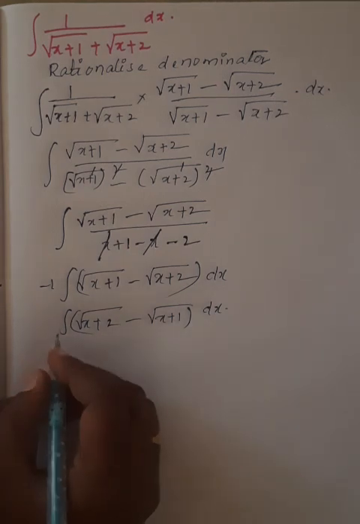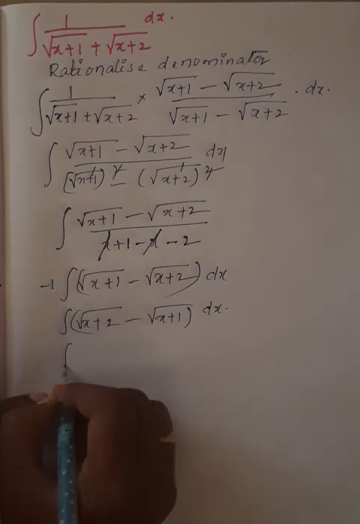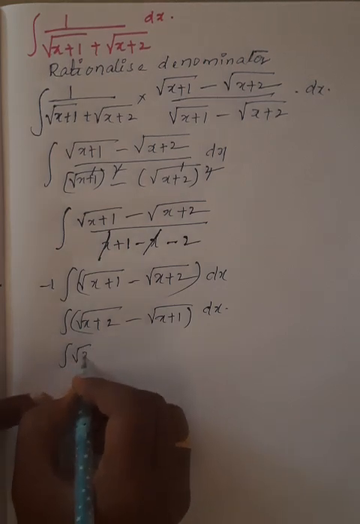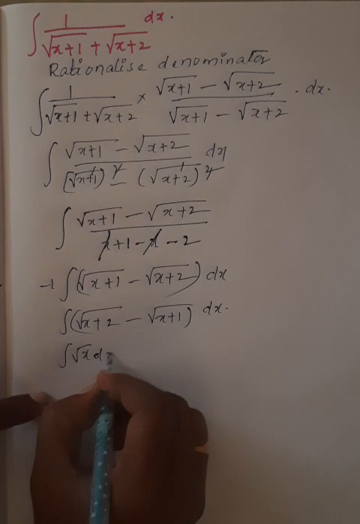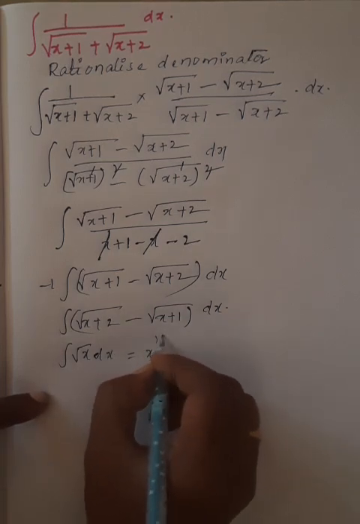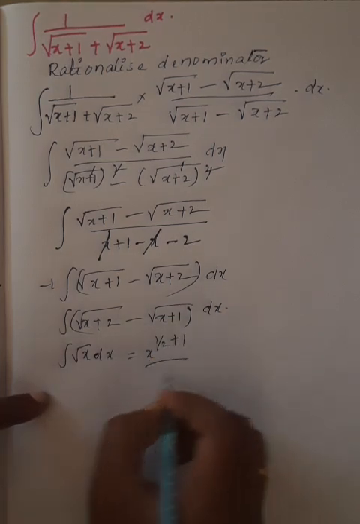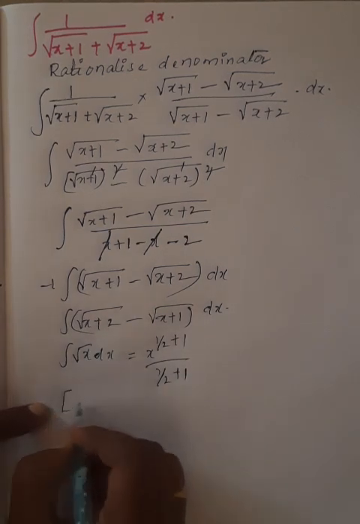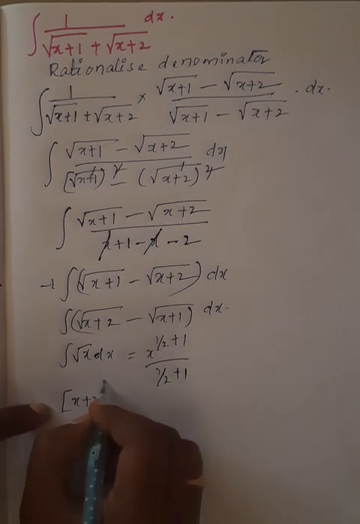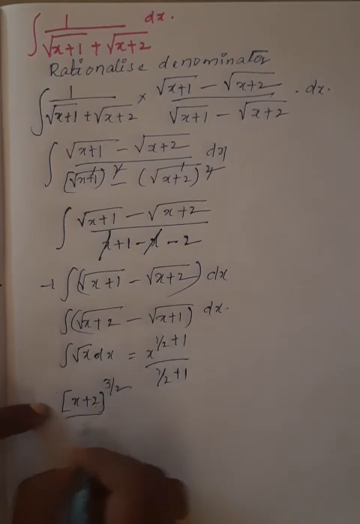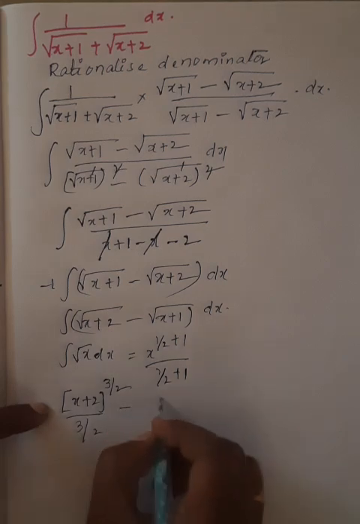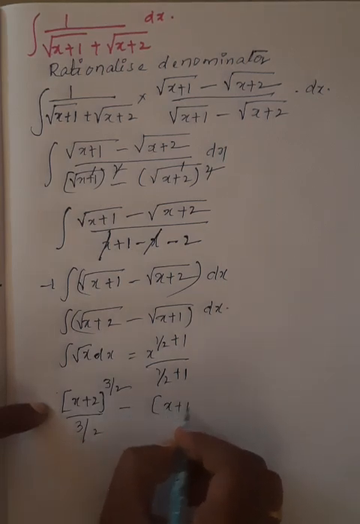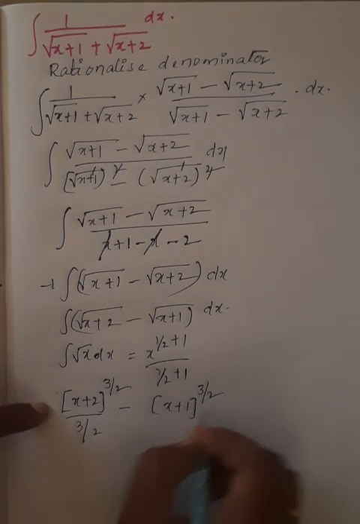That is, integration of root x dx is x to the power 1/2 plus 1, divided by 1/2 plus 1. Similarly, (x+2) to the power 1/2 plus 1 becomes 3/2, divided by 3/2, minus (x+1) to the power 3/2 divided by 3/2.